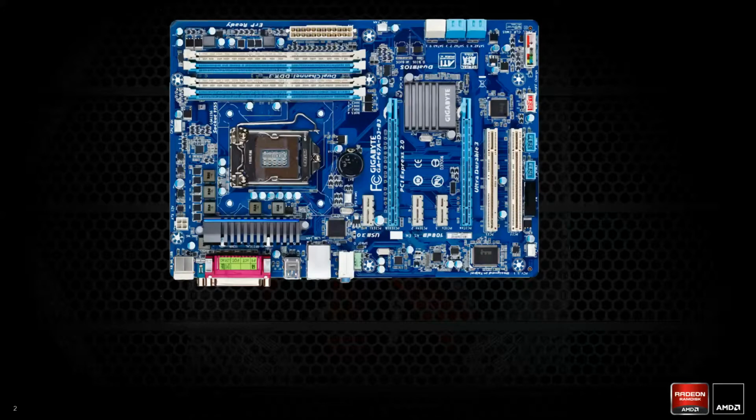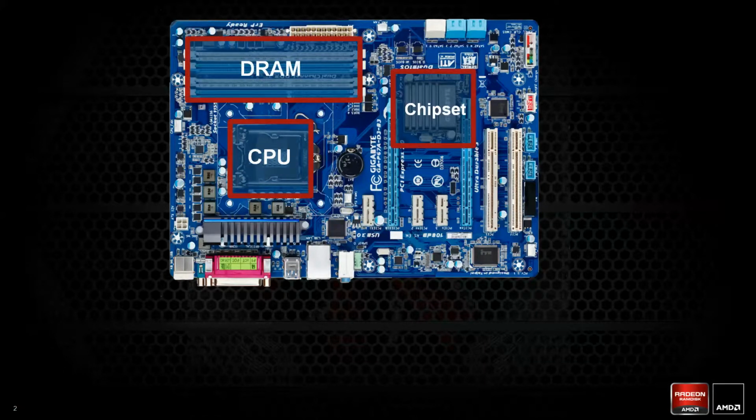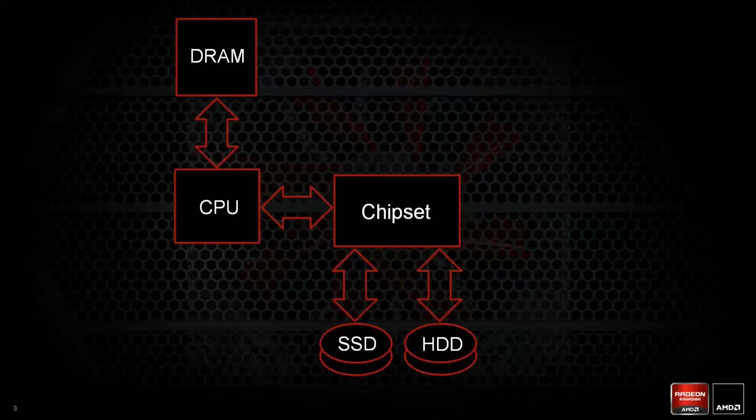First off, we're going to start with an image of a typical motherboard that you might find in any desktop computer. So there are some basic components. First, there's the CPU, then there's the chipset, there's your memory, the DRAM, and then there's the storage attached to your system. For the sake of simplicity, we're going to show this as a simple block diagram.